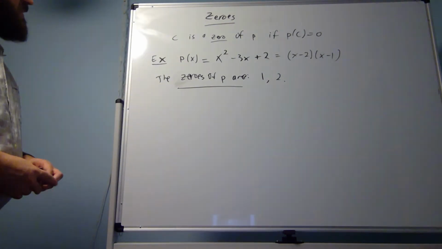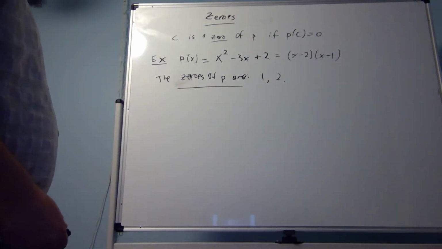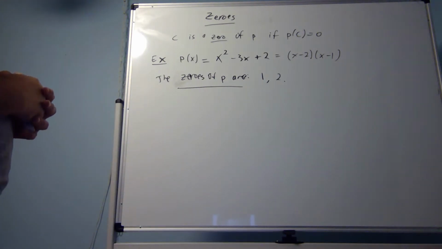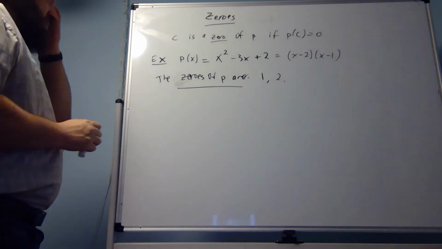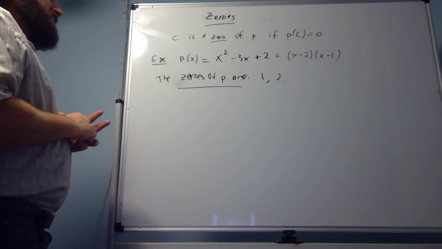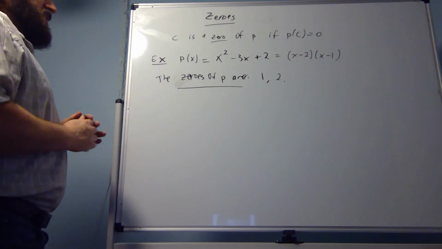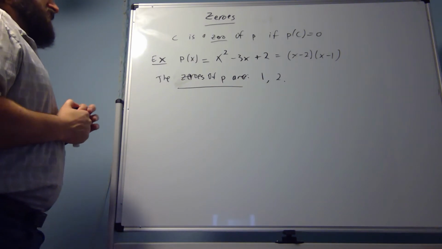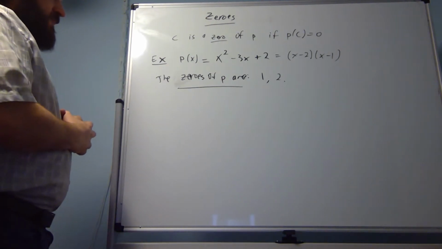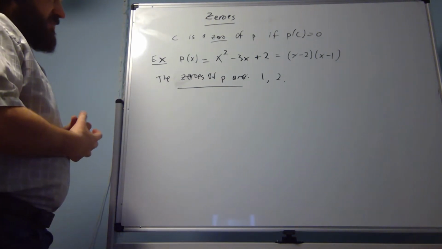Okay, so we've still got a little bit of a way to go here. We've done a lot already. The last thing I want to talk about for this section is zeros of polynomials. So p is a polynomial, or p of x is in standard form, such as this quadratic here, in this case x squared minus 3x plus 2.